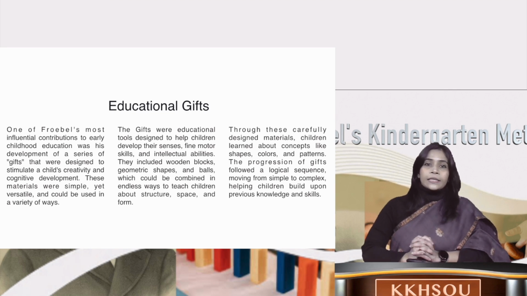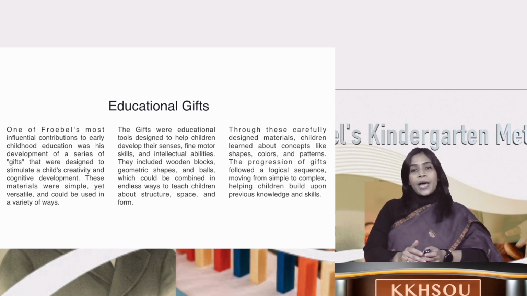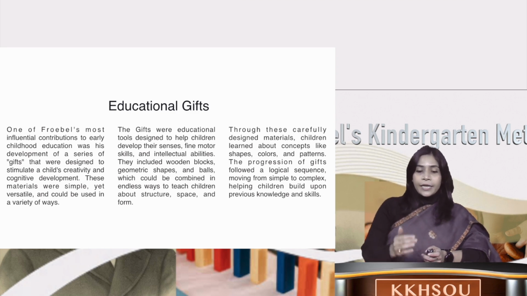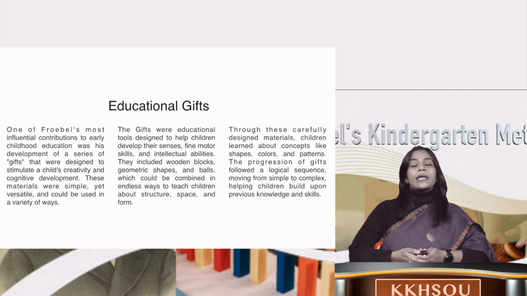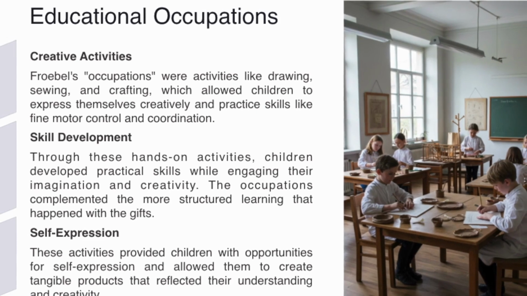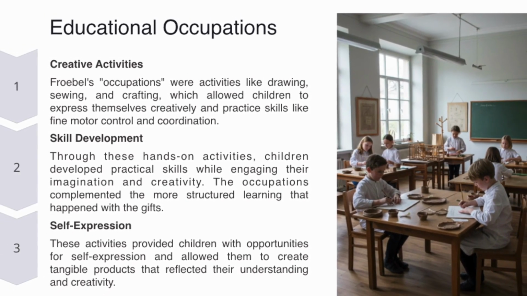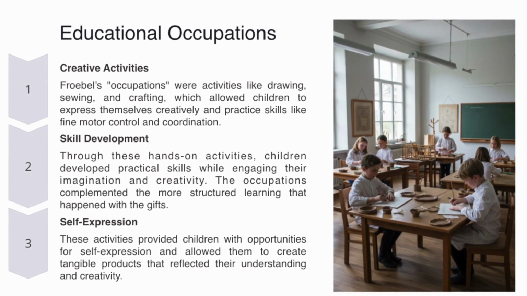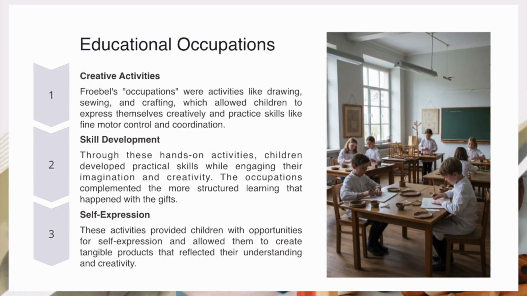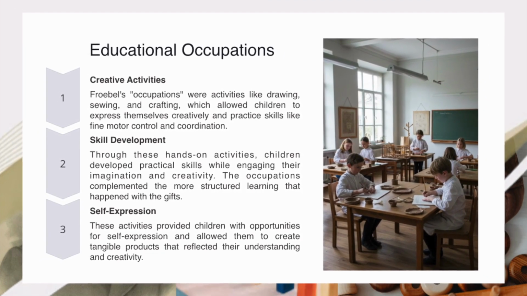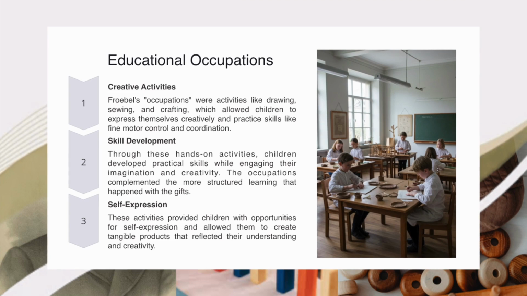And the occupations. These are activities like drawing, sewing, and crafting, which allow children to express themselves creatively and practice skills like fine motor control and coordination. Through the gifts and occupations, Froebel aimed to foster a sense of order, harmony, and balance, which he believed were important for the child's overall development. Ultimately, Froebel gave importance in his kindergarten setup to the all-round development of the children.